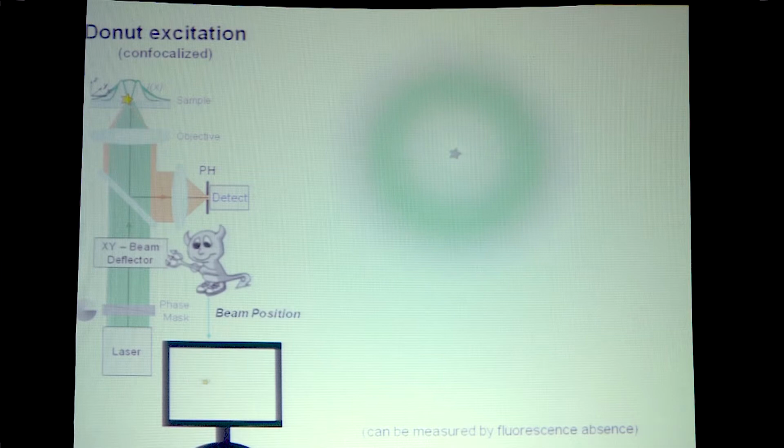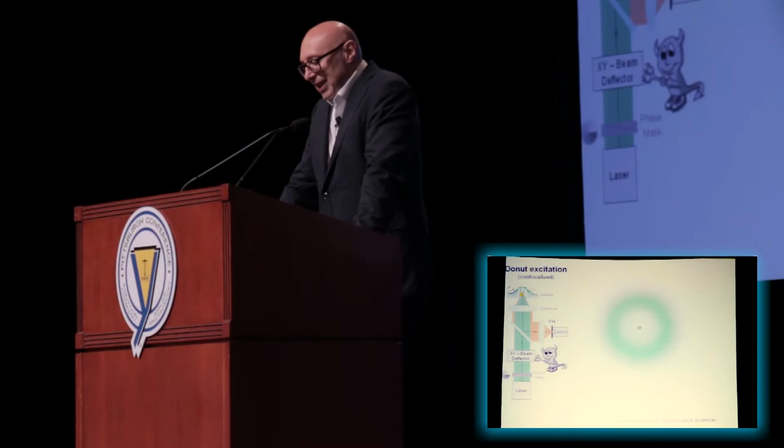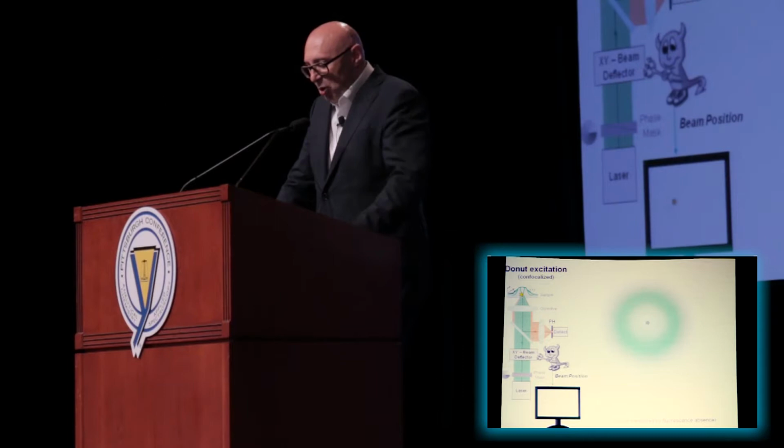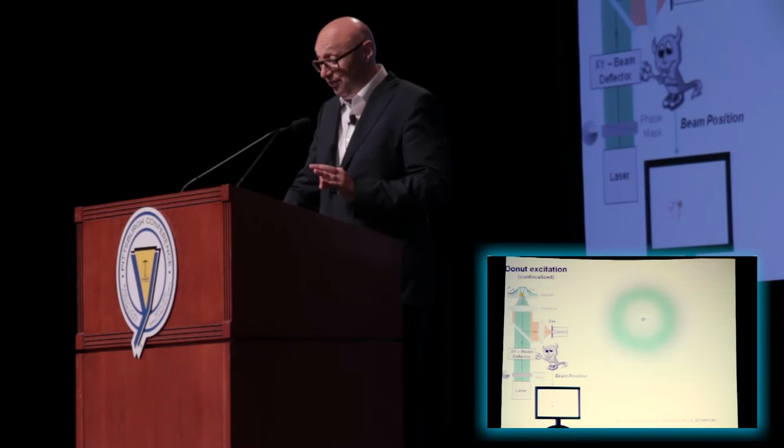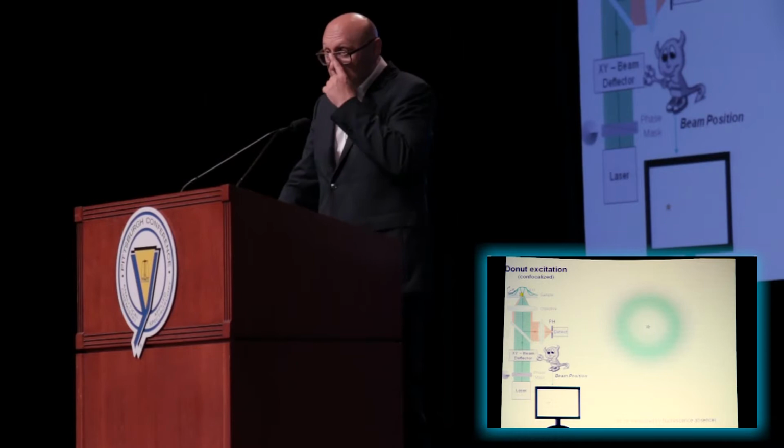So why is this thought experiment interesting? It's interesting because it shows that in this way, of course, the demon could trace the position of the molecule with arbitrary precision, nanometer precision, without requiring any single photon emission. Because the molecule is in the center of the donut, and then there is no fluorescence excitation going on there.